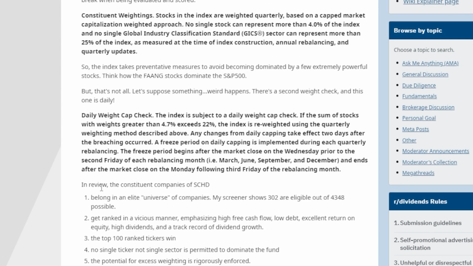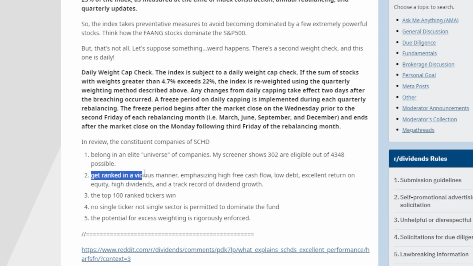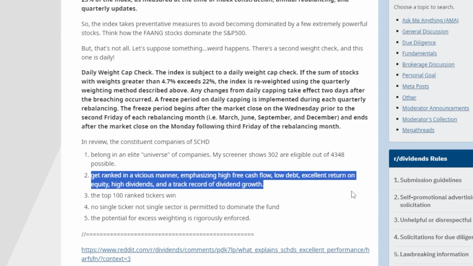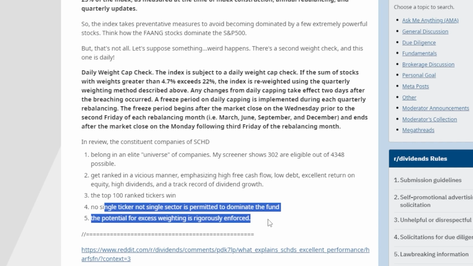Now lastly, it says in review of the constituent companies SCHD. Number 1, they belong to an elite universe of companies. My screener shows 302 are eligible out of 48 possible. Number 2, they get ranked in a vicious manner, emphasizing high free cash flow, low debt, excellent return on equity, high dividends, and a track record of dividend growth. Number 3, the top 100 ranked tickers win. No single ticker, no single sector is permitted to dominate the fund. The potential for excess weighting is rigorously enforced.